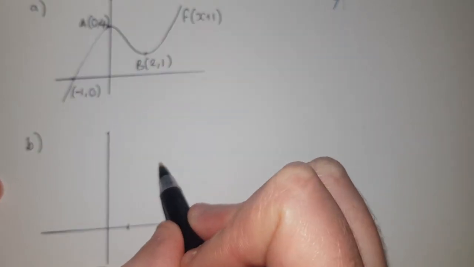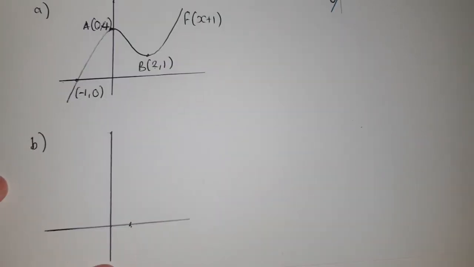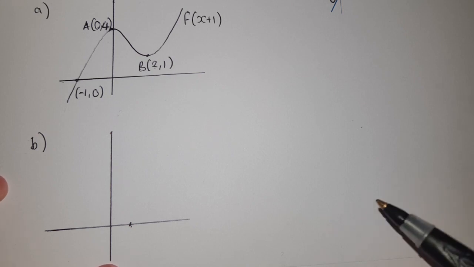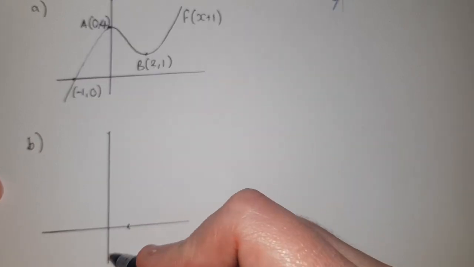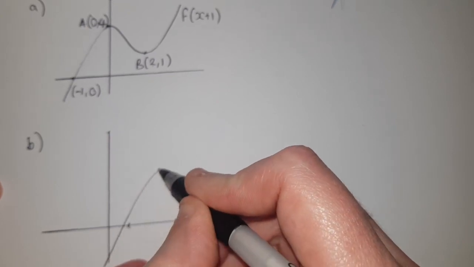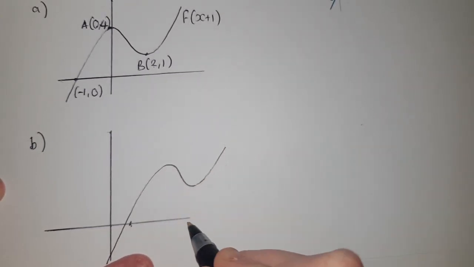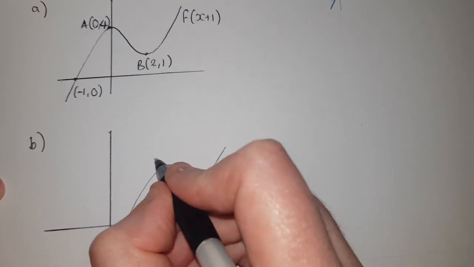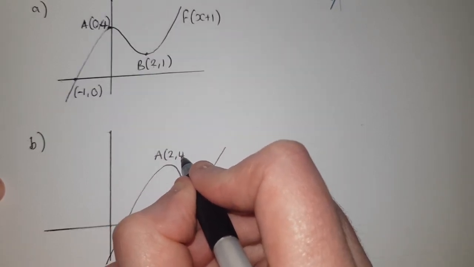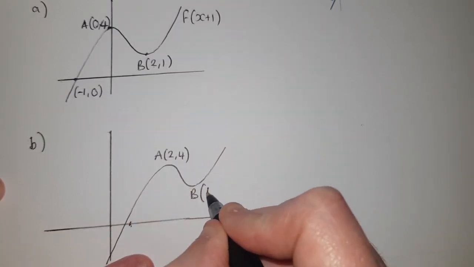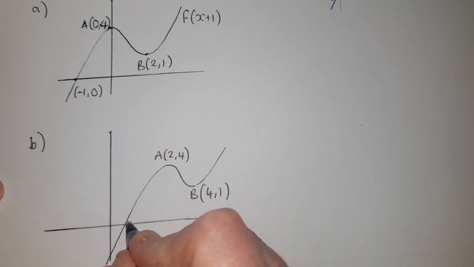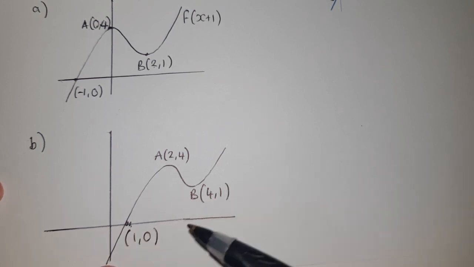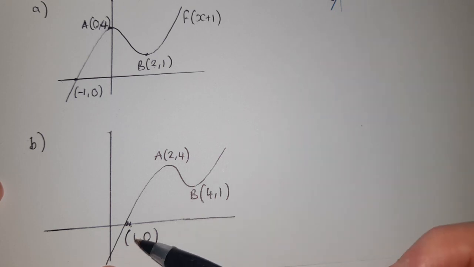We know A, instead of being 1, 4, is now going to become 2, 4, and B is now going to become 4, 1, because each of the x values have just added 1. So you're going to get a curve that looks like this, with A now being 2, 4, B now being 4, 1, and the O point now being 1, 0. So you can see from the original graph, all we've done is add 1 to each of our x values.